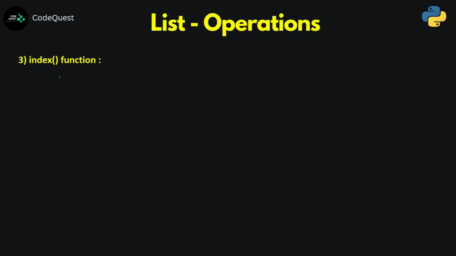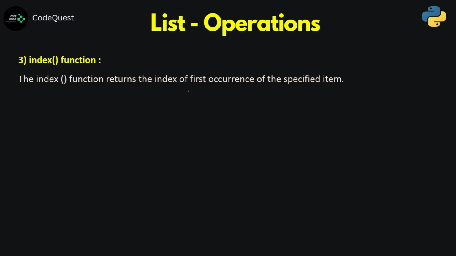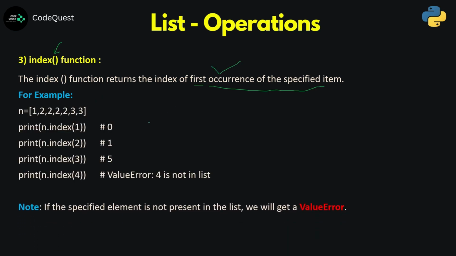Now, the index function is going to find out the index of the first occurrence of the specified item. So with index, I can pass a particular item and it is going to give me the first occurrence. Now, if the item is available only once in the entire list, that index is going to be returned. If the item is occurring multiple times in the list, because a list allows duplicate values, then it is going to give us the first occurrence of the specific item. Now let's see here.